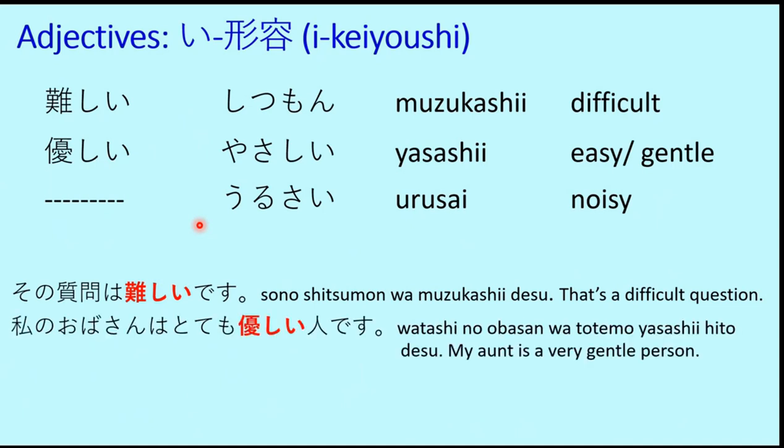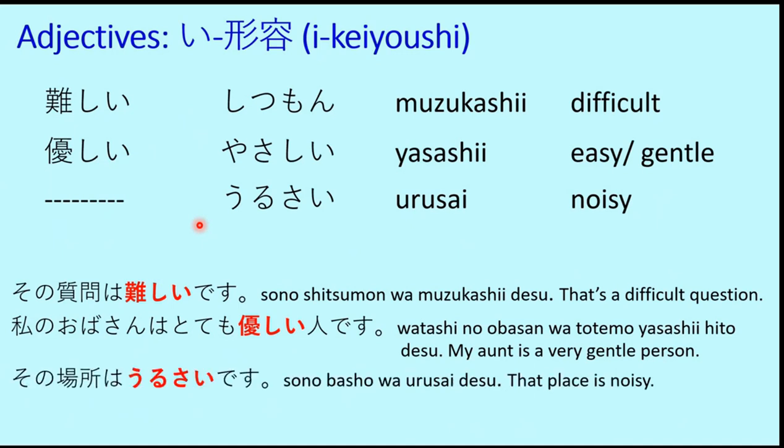Now next is yasashi. Watashi no obasan wa totemo yasashi hito desu. Totemo is the word used to represent very. Very gentle. Totemo yasashi. And very gentle person. We have to use hito as well. Hito means person. So totemo yasashi hito. Watashi no obasan. Obasan means aunt. Watashi no obasan wa totemo yasashi hito desu.